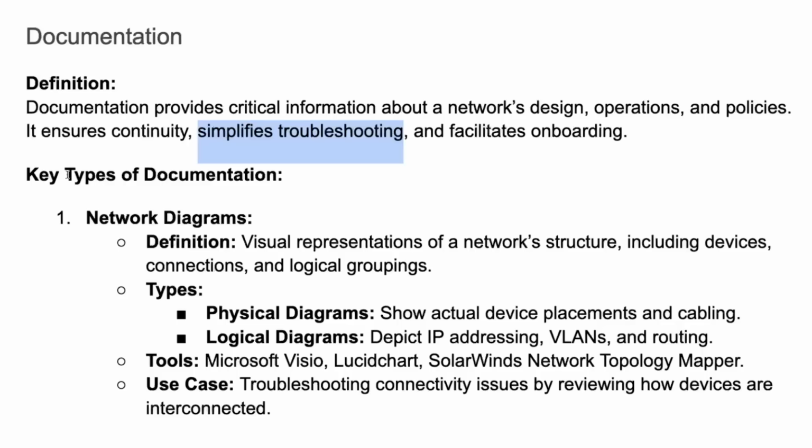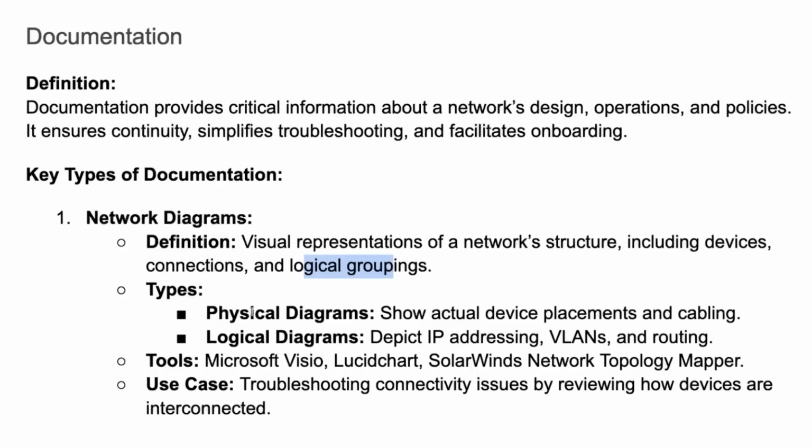The first key type of documentation is the network diagram. This is the visual representation of the network's structure. It includes devices, connections, and logical groupings. We'll be creating some network diagrams as well. But for the most part, you can just Google Images network diagrams, and you'll see thousands of them, literally.